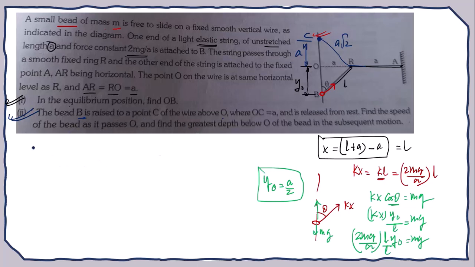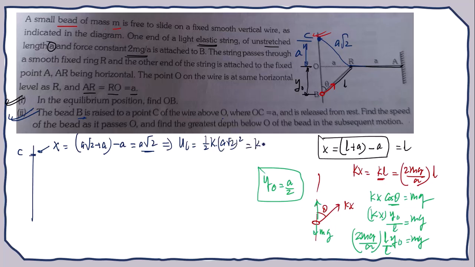So once the bead is at point C, can I calculate the elongation of the string? That x should be equal to A root 2 plus A minus A, because A root 2 plus A is the final length and the initial unstretched length was A. So ultimately I am getting A root 2 as x. So the initial potential energy is half k x square, so half k into A root 2 whole square. That means k into A square. That is the initial potential energy of the spring.